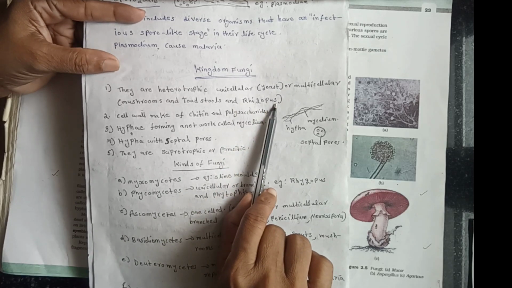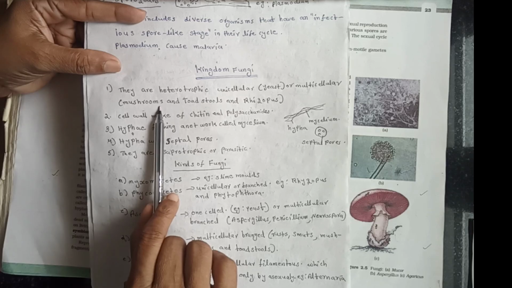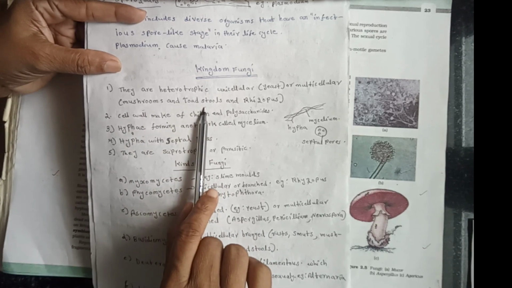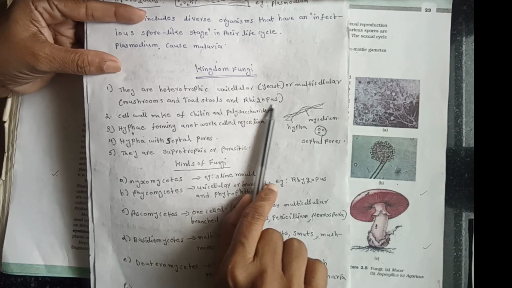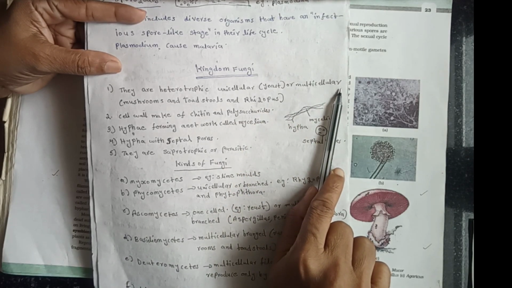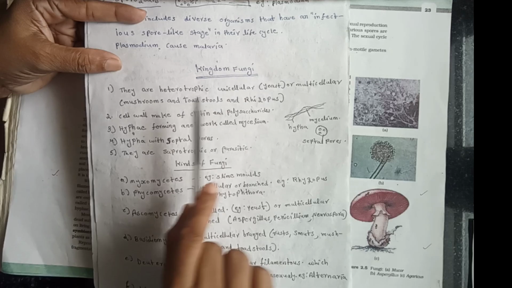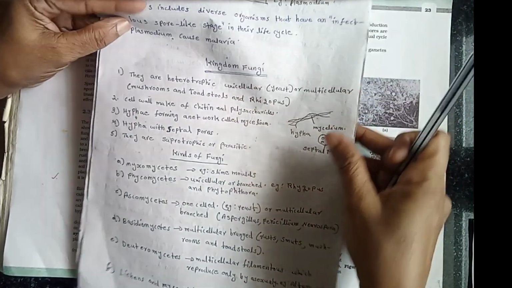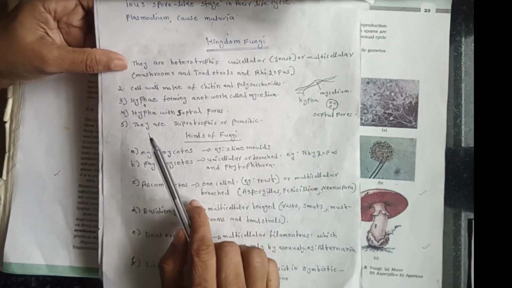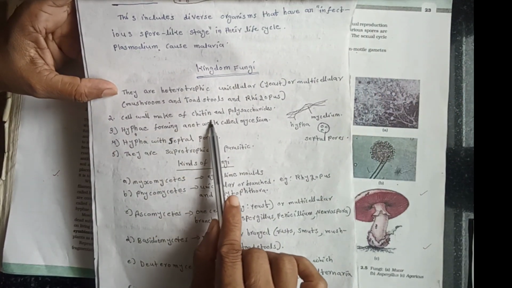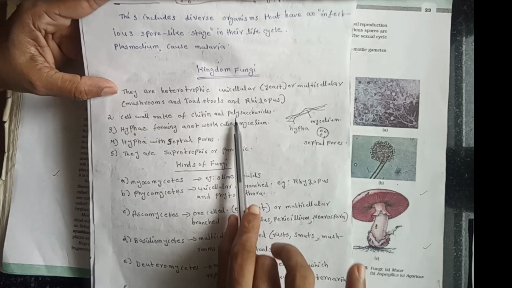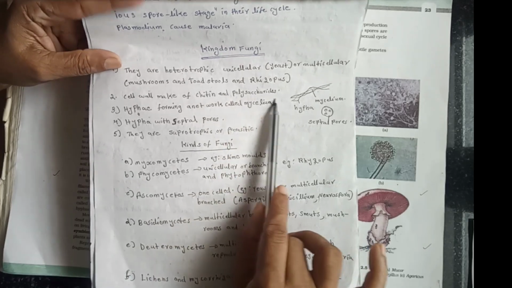Mushrooms are edible and toadstools are not edible. Mushrooms, toadstools, Rhizopus, etc. are examples of multicellular fungi, and the unicellular member is yeast. All of them are heterotrophic. They depend upon other organisms for their food requirement. The cell wall is made up of chitin and polysaccharides.